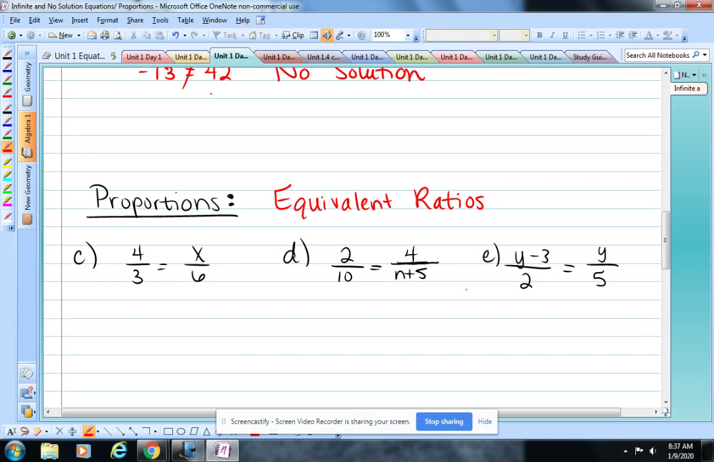Now, you might have seen this before. Problem C is an easy one that you might have seen before. To solve a proportion, you cross multiply. Have y'all heard of this before? That means you're going to multiply the diagonals and set those numbers equal to each other. So copy down example C, please. 4/3 equals x/6. Now this is a very simple proportion, but as you see, they're going to get more complicated.